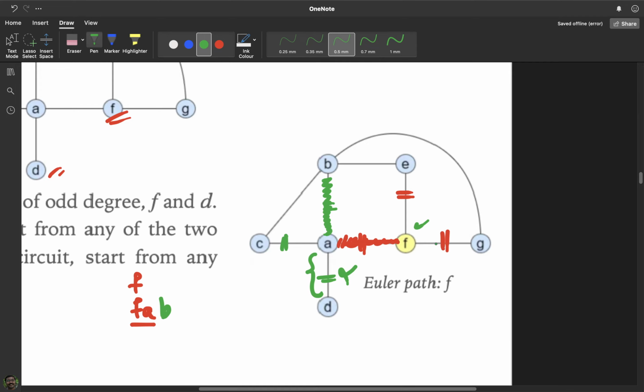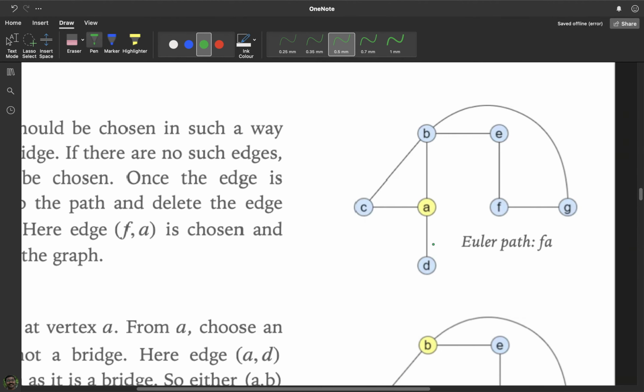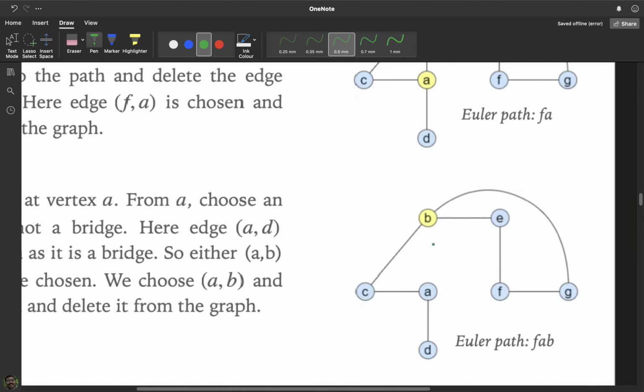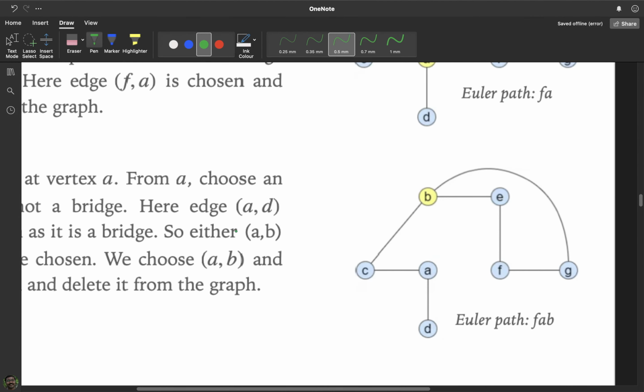Let's look at the graph now. So this is the idea. I chose A and deleted that edge FA. Again I chose the edge B, so I deleted that edge. Now you are at B. How many choices do you have? You have three choices. You have BC, you can go to BG, and you can go to BE also.